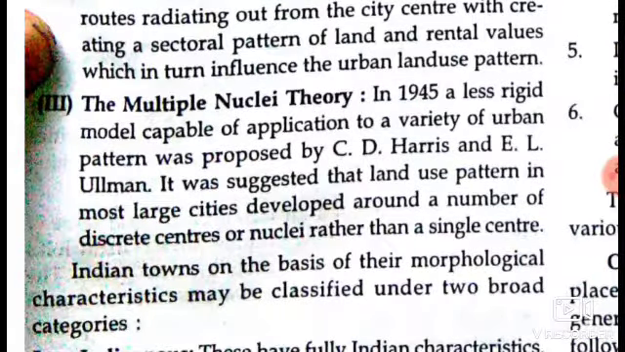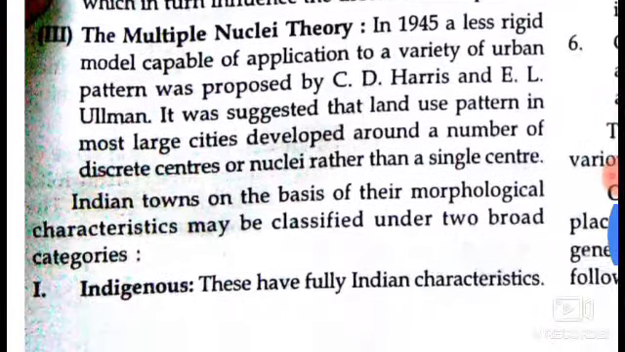Third is the multiple nuclei theory. In 1945, a less rigid model capable of application to a variety of urban patterns was proposed by C. D. Harris and E. L. Ullman. It was suggested that the land use pattern in most large cities developed around a number of discrete centers or nuclei rather than a single center.